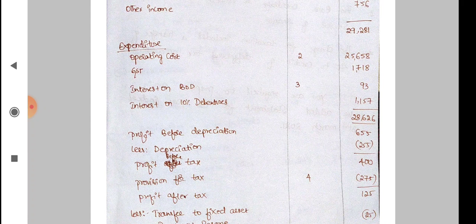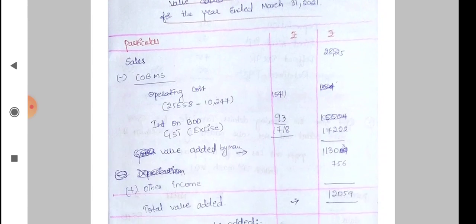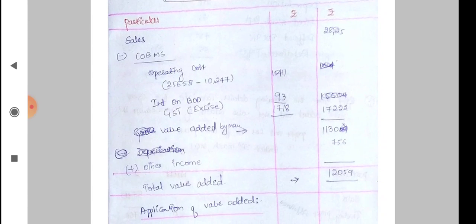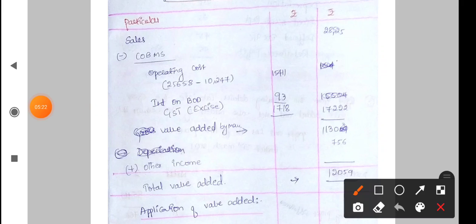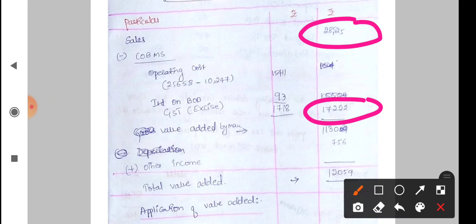So that is 1718. 1718. Total this 15,411.93 and 1,718. The total will be 17,222. So we have to deduct this from the sales. The final amount will be 11,303. Next, we have to add the other income.